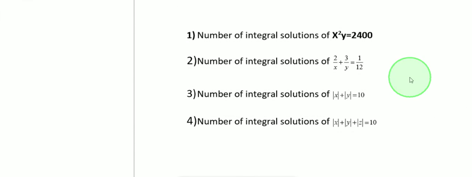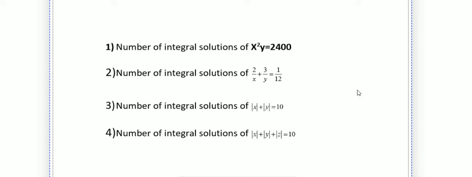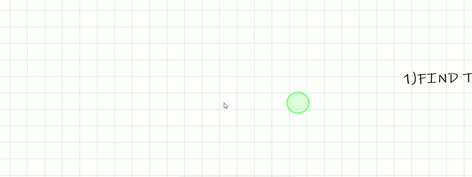Number of integral solutions of x square y is equal to 2400. Number of integral solutions of 2 over x plus 3 over y is equal to 1 by 12. Number of integral solutions of absolute value of x plus absolute value of y is equal to 10. And number of integral solutions of absolute value of x plus absolute value of y plus absolute value of z is equal to 10. Let's start and dive into the first question.